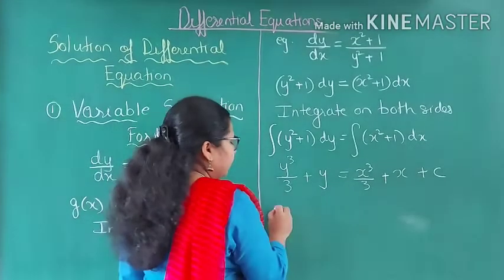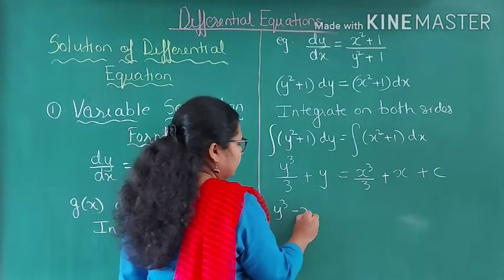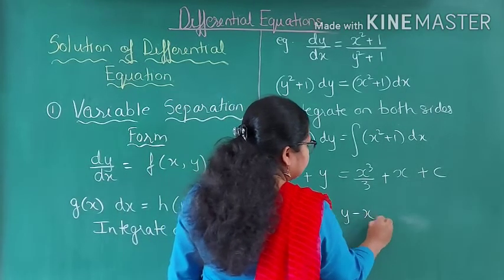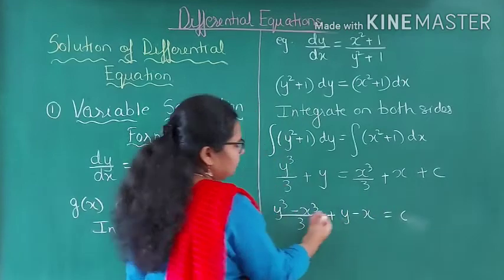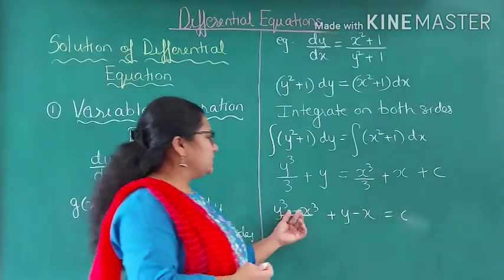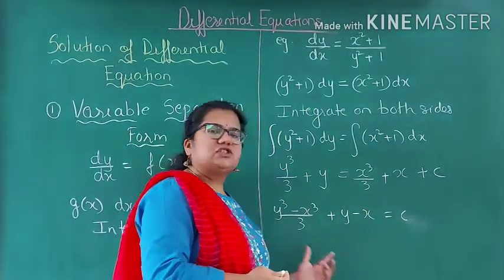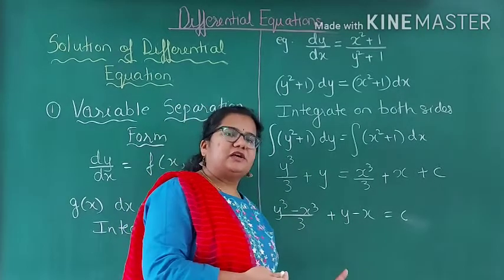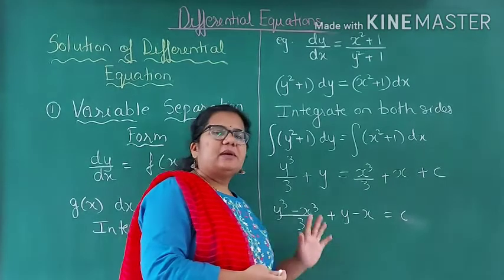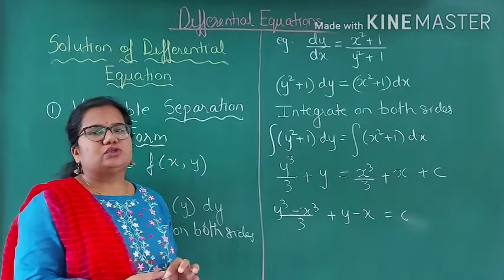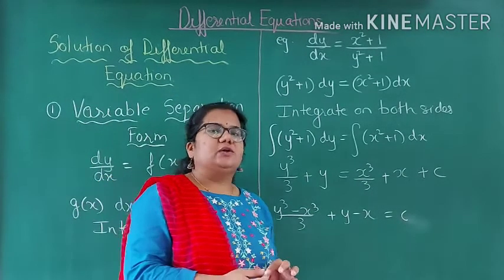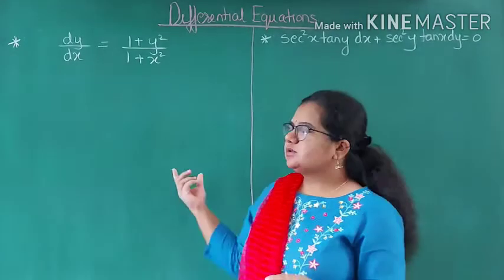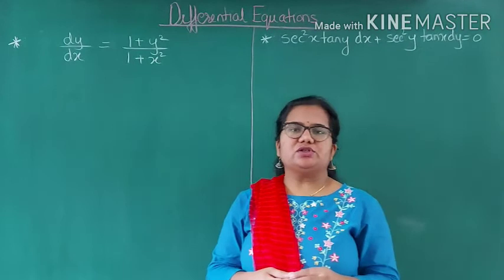You can simplify this. You can write this as y cube minus x cube upon 3 plus y minus x is equal to c. These two terms I have just taken on the LHS, so they become negative. Just for simplification, I have written this. You can simplify it more and bring it to a simpler form by taking the LCM, and that will become your general solution of the given differential equation. Now let us solve few examples by using the variable separation form.